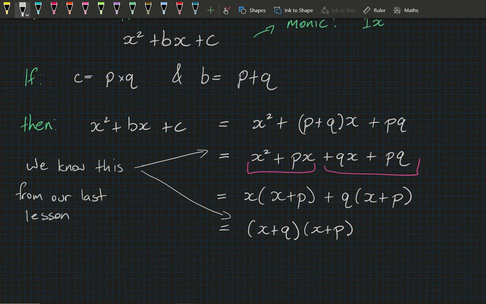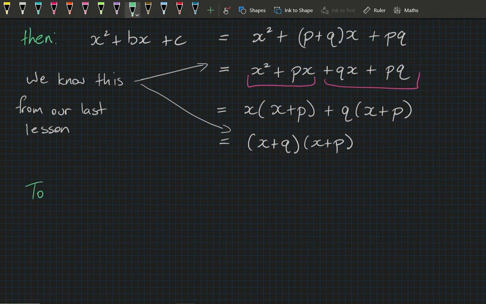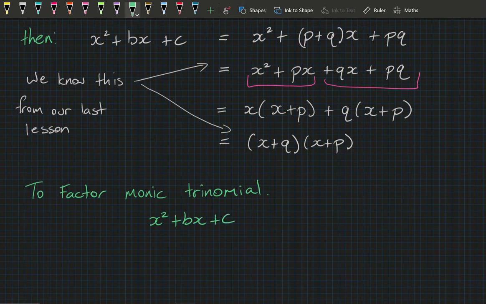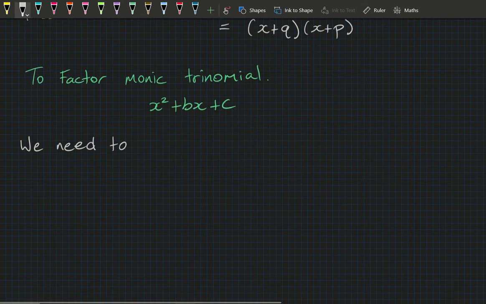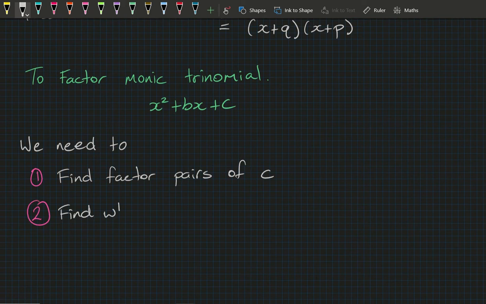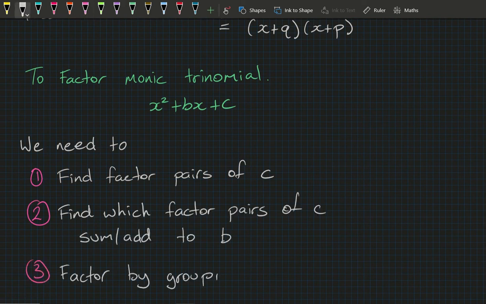So this idea is the basis for the method that we're going to learn to factor a monic trinomial. And by monic, of course, we mean x squared plus bx plus c, so nothing multiplying that x squared. For this method, we first need to find the factor pairs of c, then find out which factor pairs of c sum, or add, to b, and then we can factor by grouping.